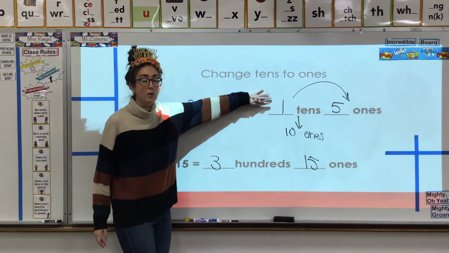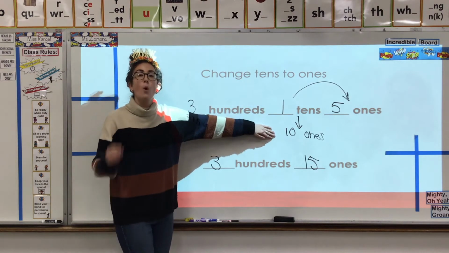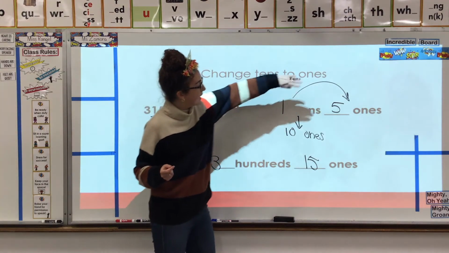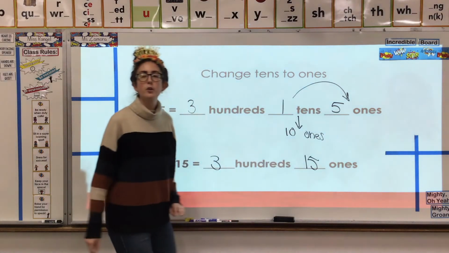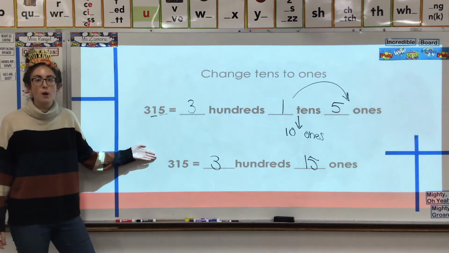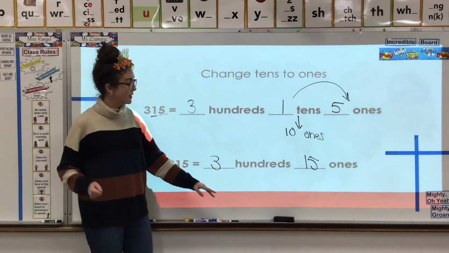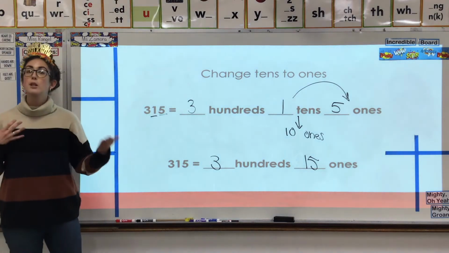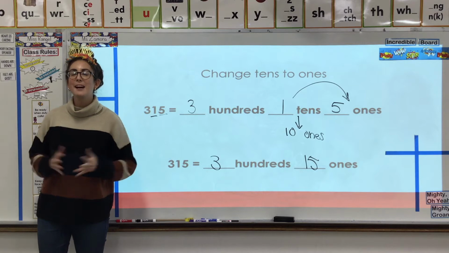So since we knew that 1 10 was the same as 10 ones, we were just able to quickly add in our head 10 plus the 5 ones we already had equaled a group of 15 ones. So a second way we could show the value of 315 would be to have 3 hundreds and a group of 15 ones. It would look different, but both of these ways we would get 315.